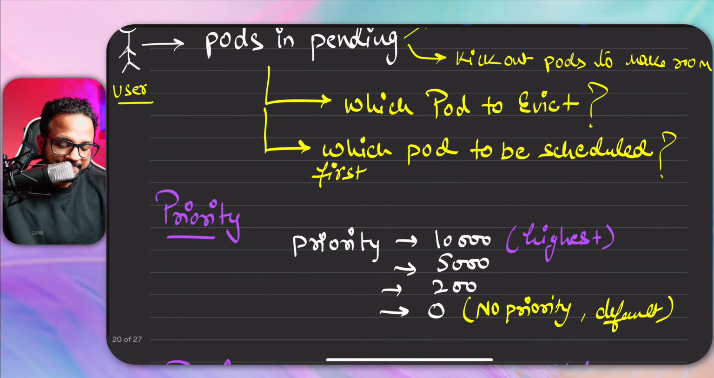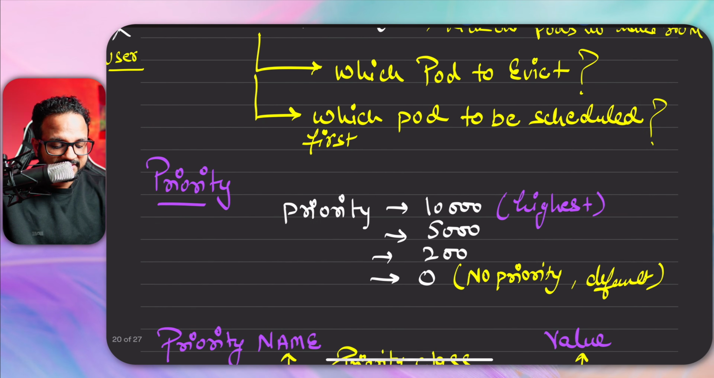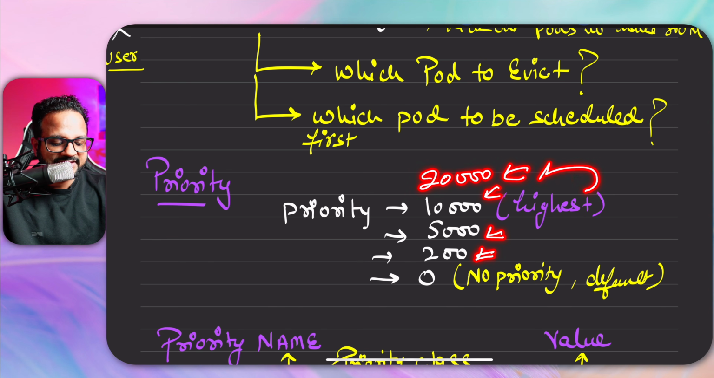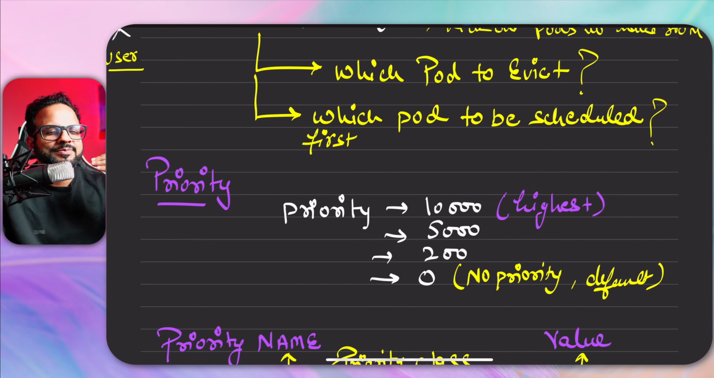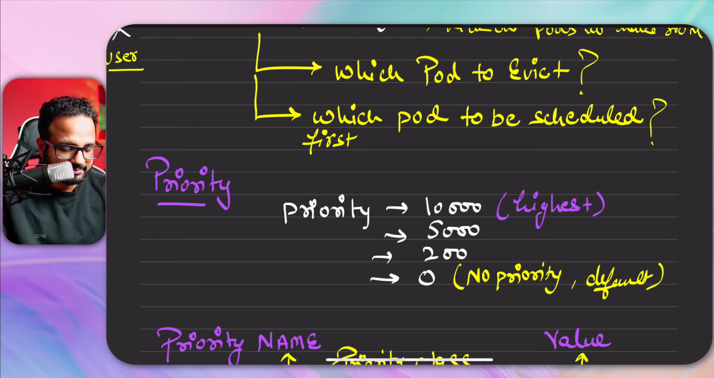Now these priorities are defined as numbers: it starts from zero and goes up to, I guess, 2 billion or something, so it has a high range. If you see numbers like this, it goes from 0, which has no priority and is also the default priority, then 200, 5,000, 10,000. If you have anything at 20,000, that will take higher priority than this one, and so on. So it goes from the lower number to the higher number. The higher the priority number, the higher the priority, as the name says.